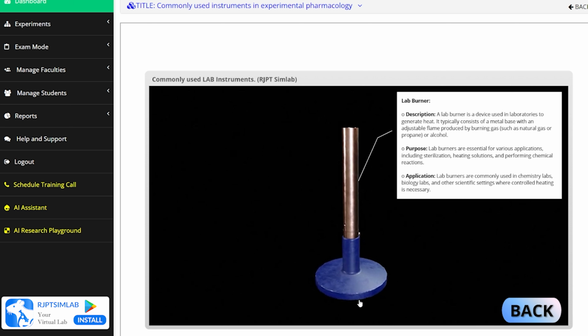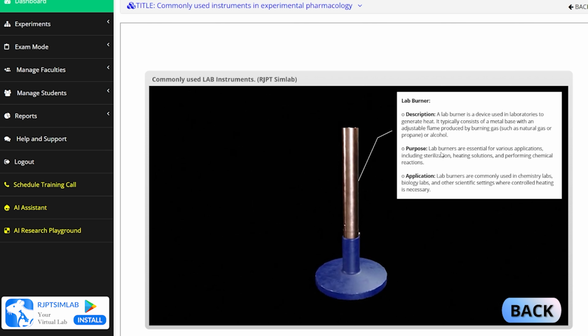The statement says that this device is used in laboratories to generate heat, and it typically consists of a metal base. As we can see, this blue colored part is the metal base, and it contains the tip over which the flame is generated. And to generate the flame, we have to connect our burning gas connection, which will be of either natural gas or propane gas. This is the gas connection, and alcohol can also be used.